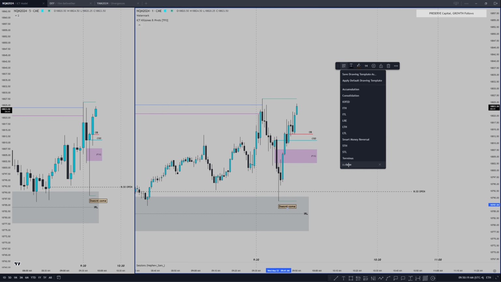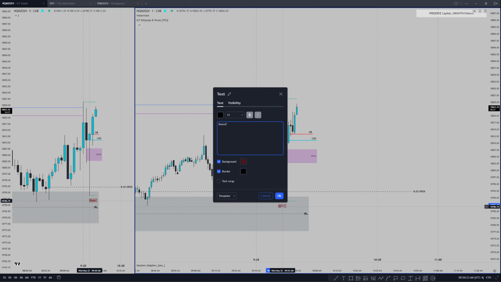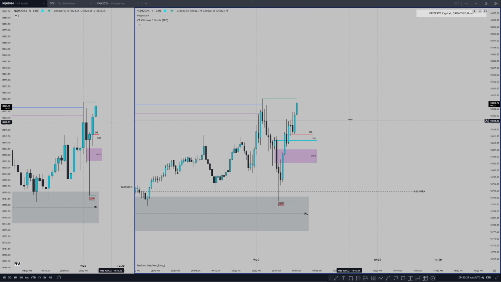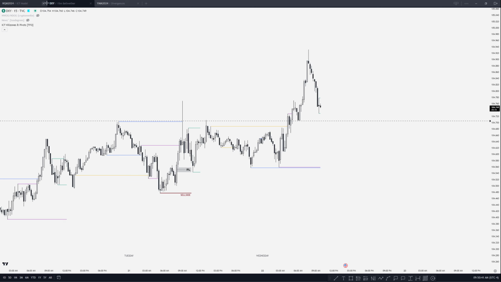Let me switch this. We'll just say low. And we continue to make new highs. Now you want to see the SMT at the lows as well. See if you got any SMT there.